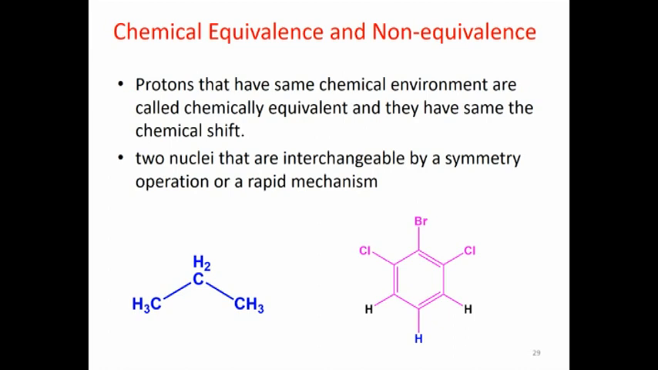Only 2? Which are these 2? The 2 in black are the same. Why are they the same? Because you apply a symmetry operation. This axis going through the bromine and carbon divides the whole molecule into 2 equal halves, and then these 2 protons become equivalent protons.